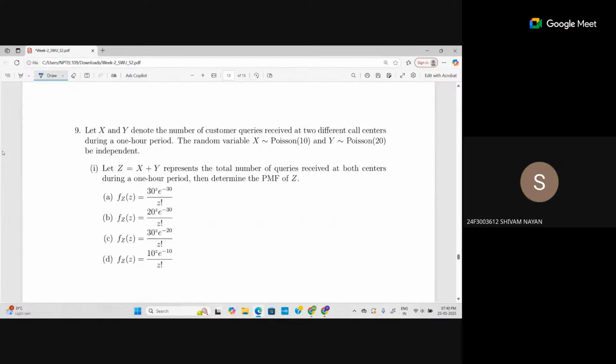Okay, now try to solve this, the minimum maximum concept. One question is there. Try to solve this one first.